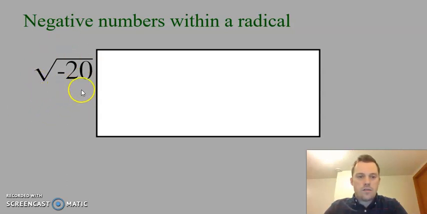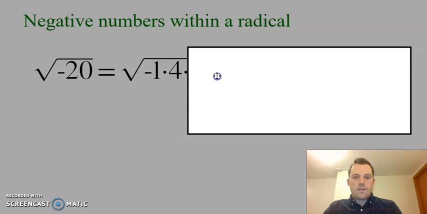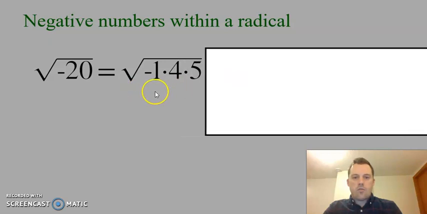So we have the square root of negative 20. If we think about how we can factor that out to simplify it, remember that we factor out perfect squares. So we can rewrite this as the square root of negative 1 times 4 times 5. If it was just the square root of 20, we'd factor it into 4 and 5, because we know the square root of 4 is 2. And we want to factor out that negative as well, right?